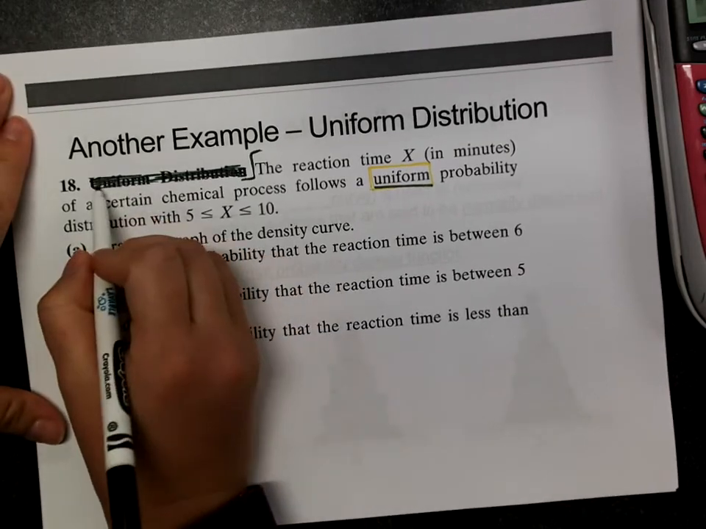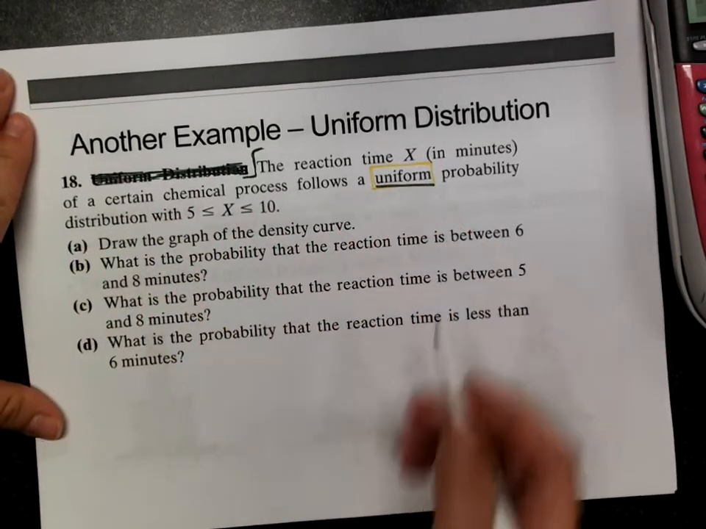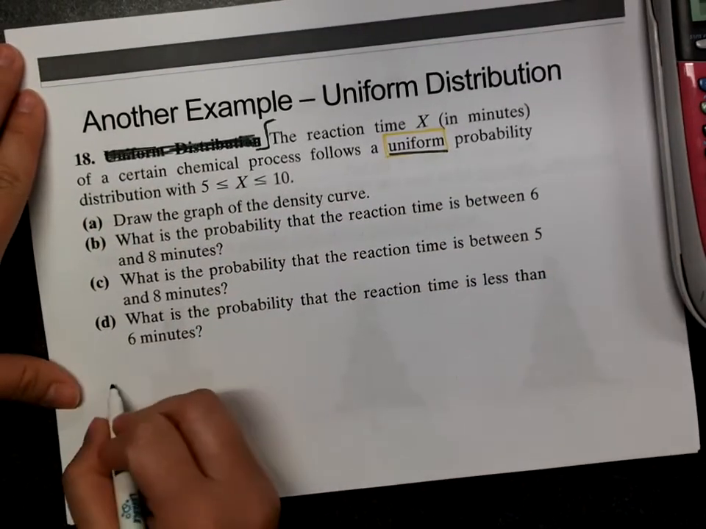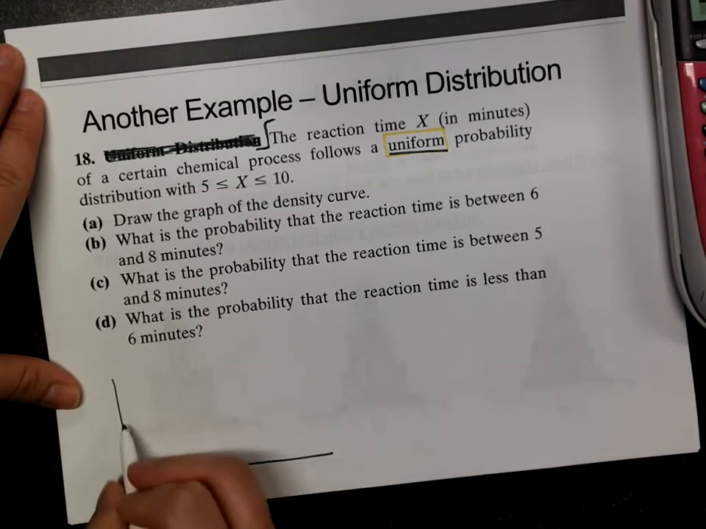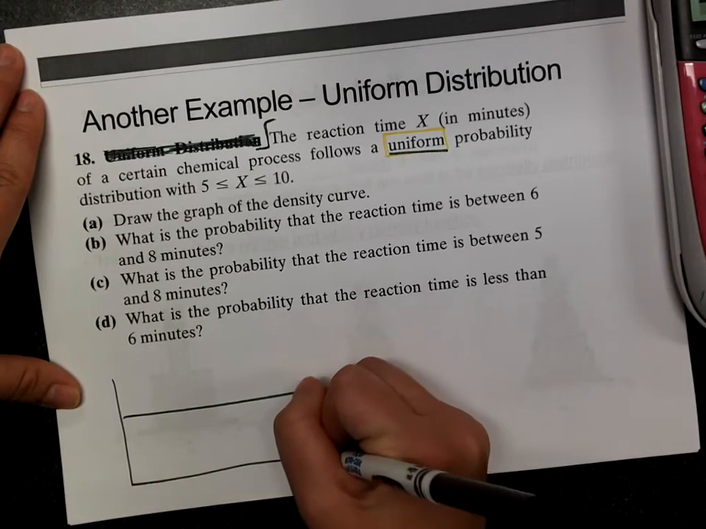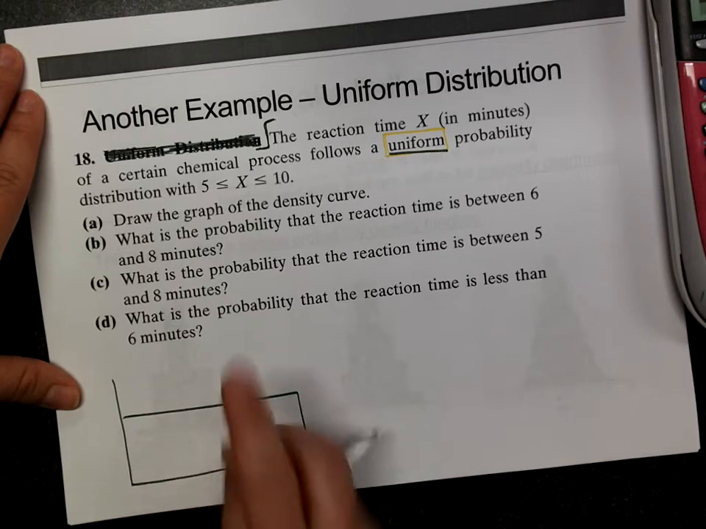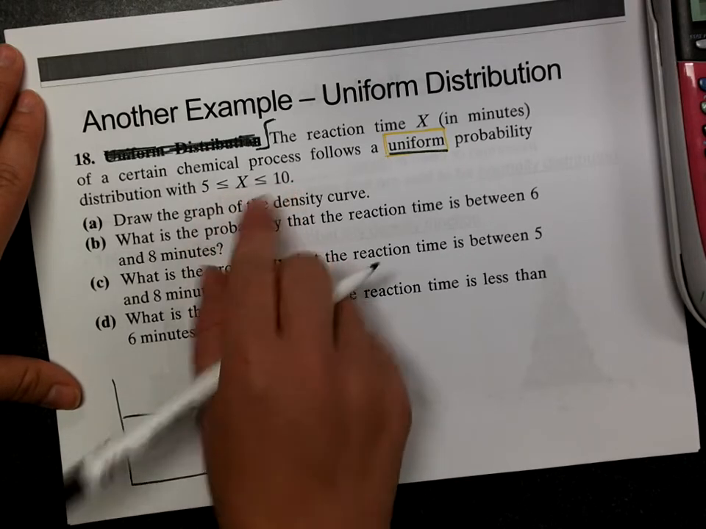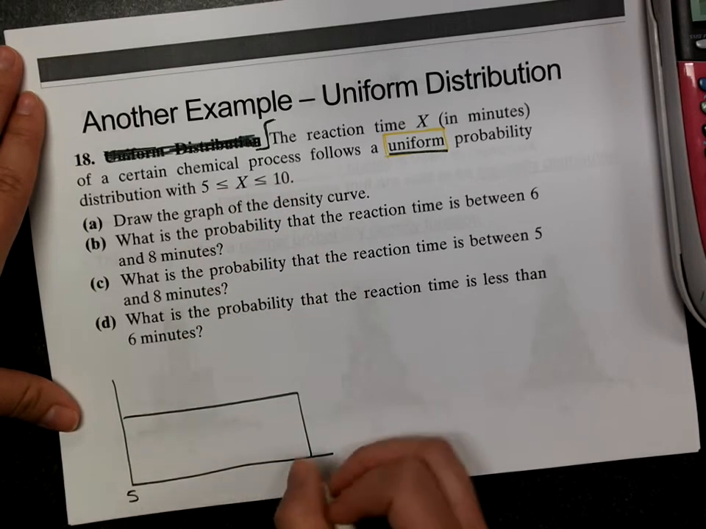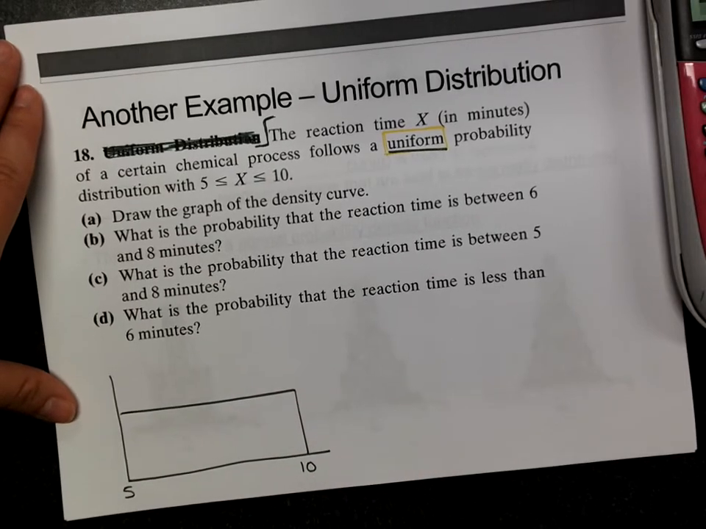So it won't tell you at the beginning of the problem. It'll be kind of hidden in the middle. Look for that word uniform. As soon as I see that, I can draw my rectangle. It says between 5 and 10. So this time my lower bound is 5 and my upper is 10.